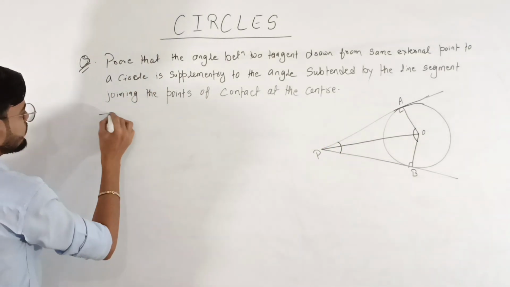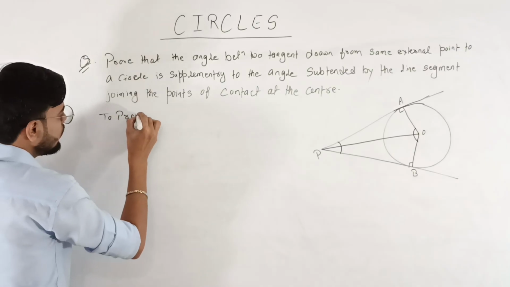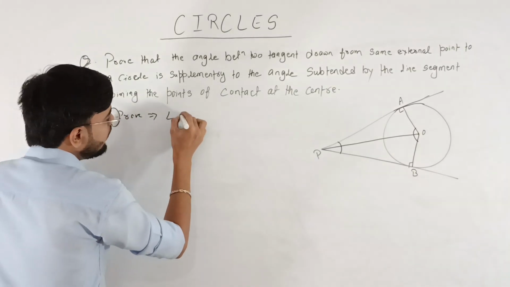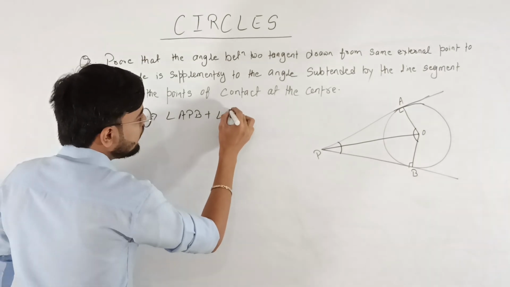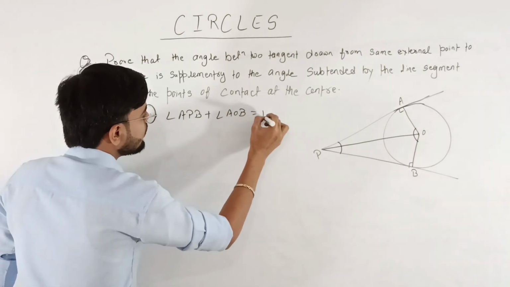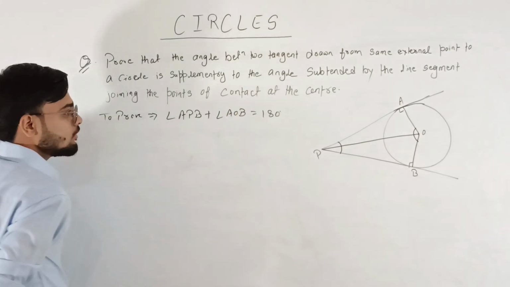So we have to prove that angle APB plus angle AOB is equals to 180 degree.